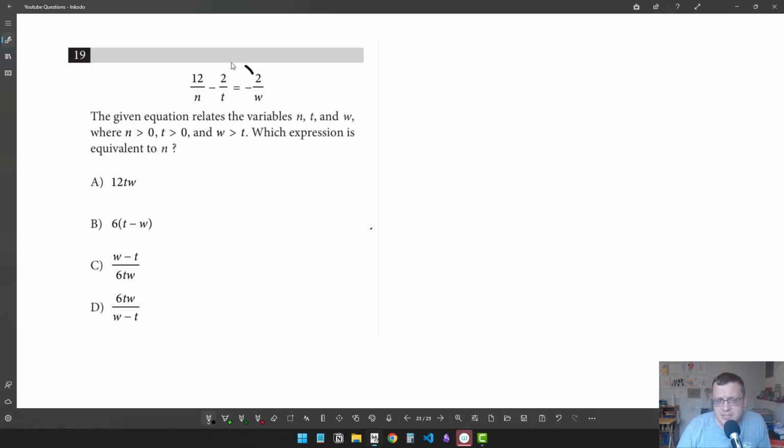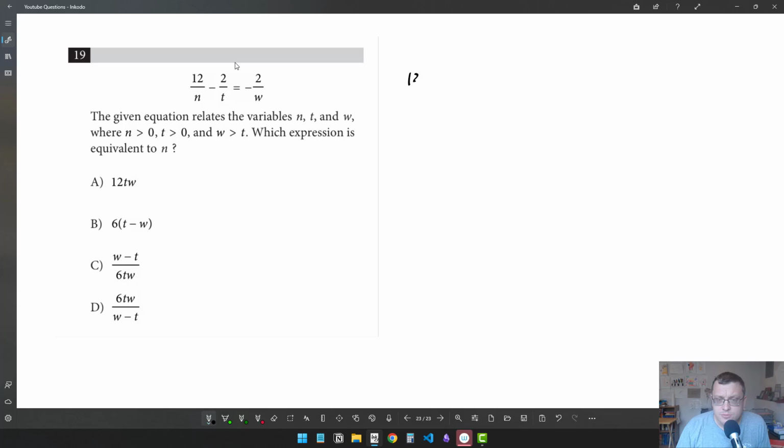In number 19, we're given this equation, and ultimately our goal is to isolate n, to get n equals blah, blah, blah, using, let's say, algebra rules, and see which choice matches, right? So these are all essentially equal to n, and so we need to rearrange this equation accordingly. So let me first do it by hand, and then I'll show you how to use Desmos.